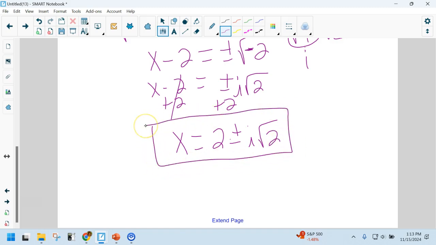Lovely answer, isn't it? So that is how we are going to solve by square rooting and also completing the square. So good luck, and let us know if you have any questions.